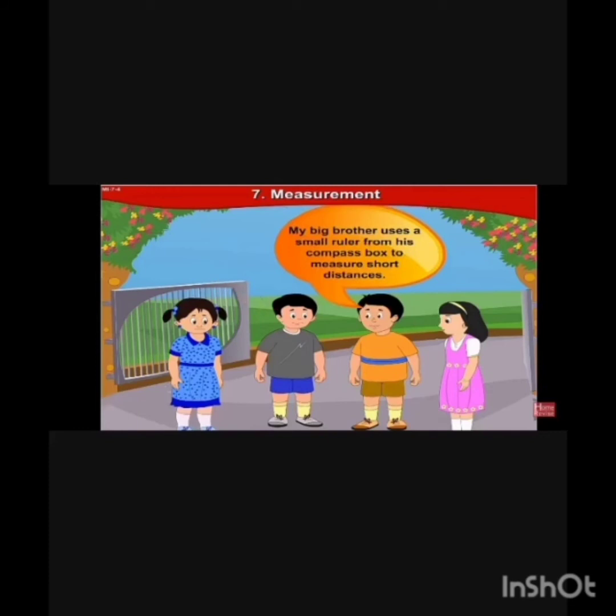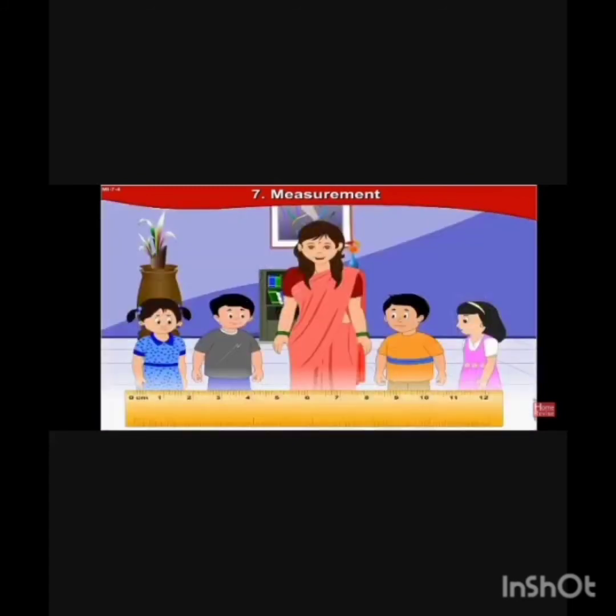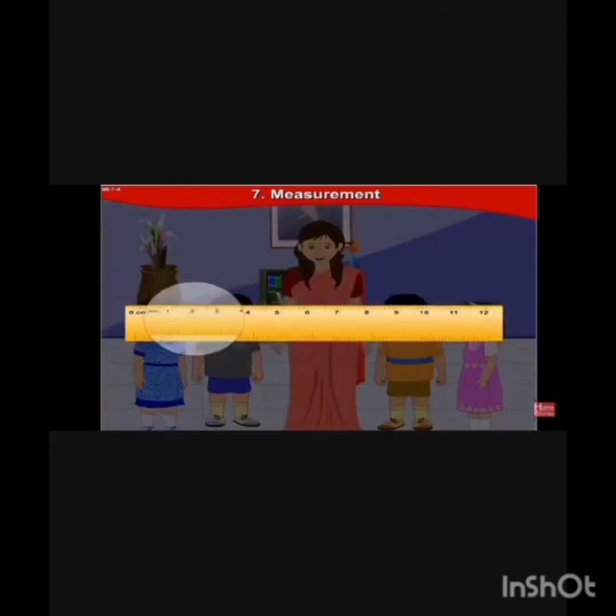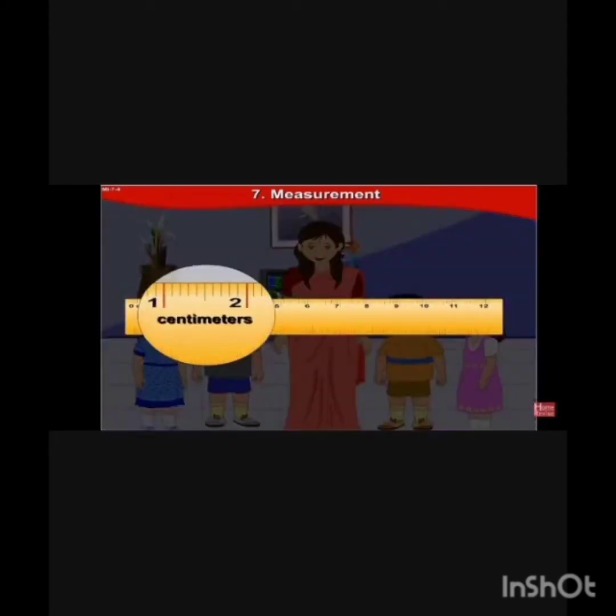My big brother uses a smaller ruler from his compass box to measure short distances. Here is a ruler. The numbers 1, 2, 3, 4 written beside the bigger markings on this ruler show centimeters. Here we have 9 tiny lines in between centimeters. One tiny line represents 1 millimeter.